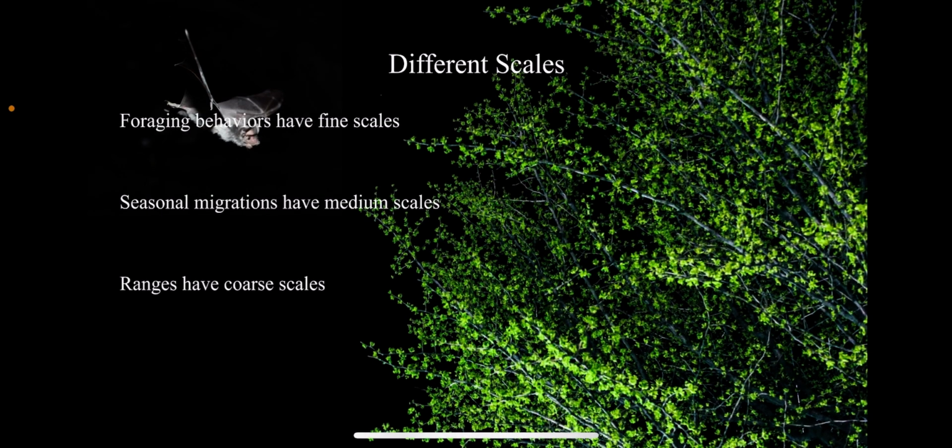We also learned about different scales. Foraging movements have fine spatial and temporal scales. Foraging occurs at shorter distances and shorter intervals between each movement, more frequent changes in direction, and a larger range of variability. Seasonal migrations have medium spatial and temporal scales and can have longer interval distances, less frequent changes in direction, as well as a smaller range of variability. And coarse spatial and temporal scales matter in range behavior.